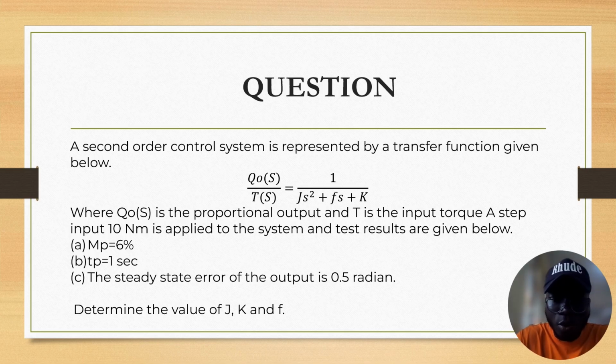So the objective of this problem is to use the overshoot, peak time, and steady state error information to identify the value of the system parameters J, F, and K that define the system dynamics. I'll leave it for my partner to take over.